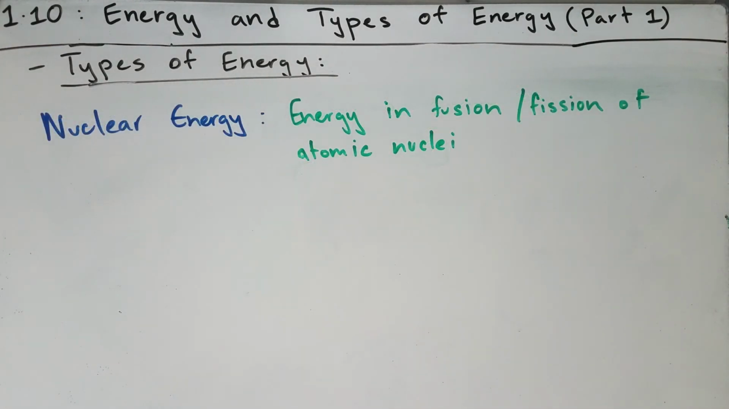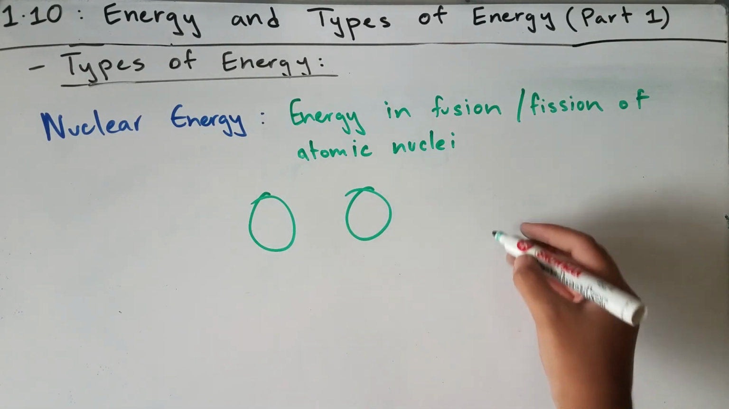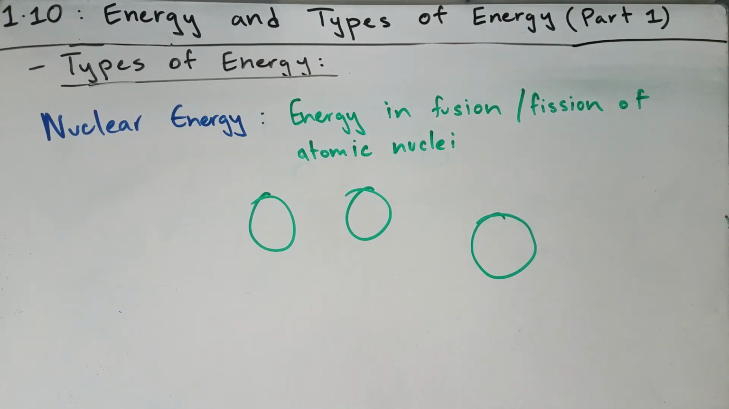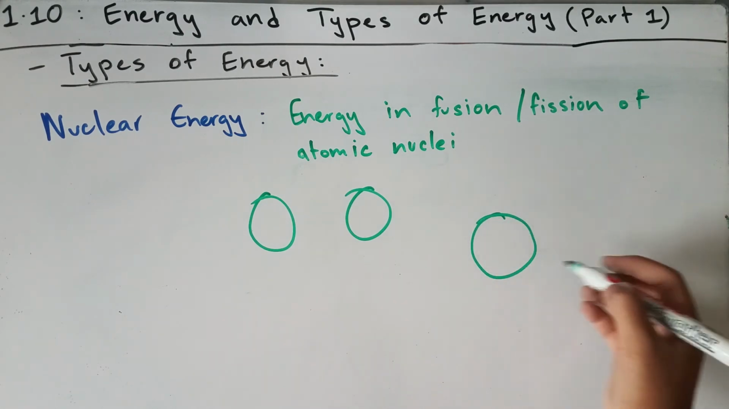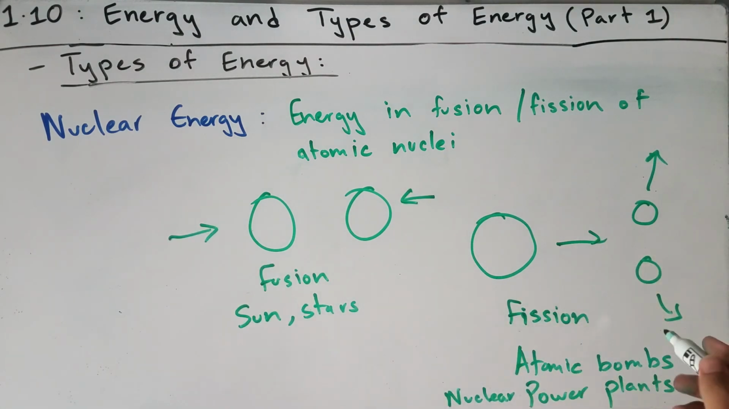And finally, nuclear energy is also a type of energy, which is energy that is released in the fusion or fission of atomic nuclei. Fusion is when you bombard a particle into another particle, and that releases a lot of energy. While in fission you have one particle and you hit it with a smaller particle, then that particle will split into two or more particles, which will also release a lot of energy. So this is nuclear fission, which is commonly used in atomic bombs and also to run nuclear power plants, which provide electricity for your home.